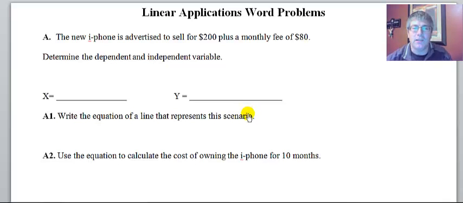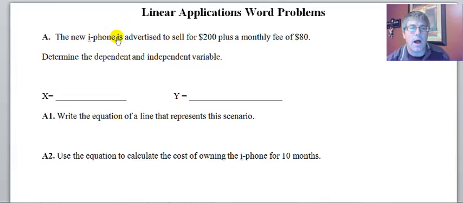Other information you'll need to recall is the concept of the dependent and the independent variable. Okay, our dependent variable is our y and the independent is the x. We've talked about that, our y depends on x. Okay, so our x is independent and our y is dependent.